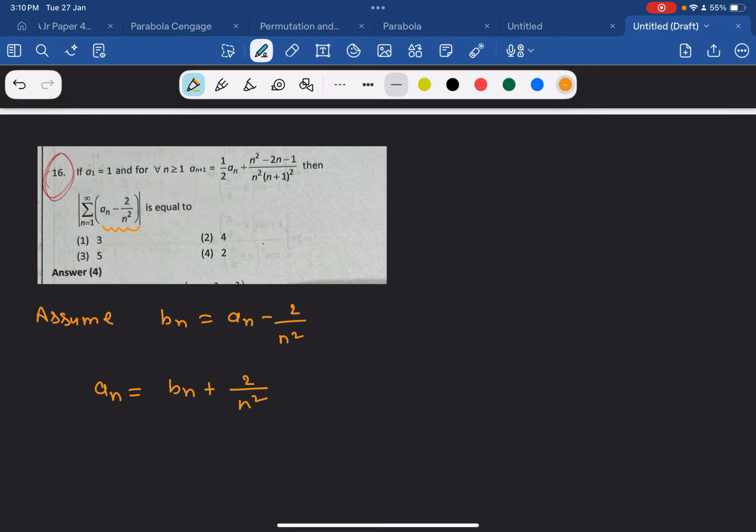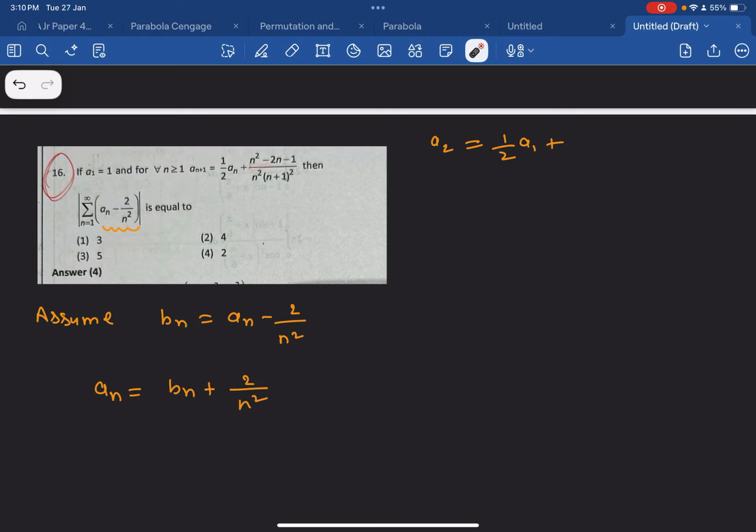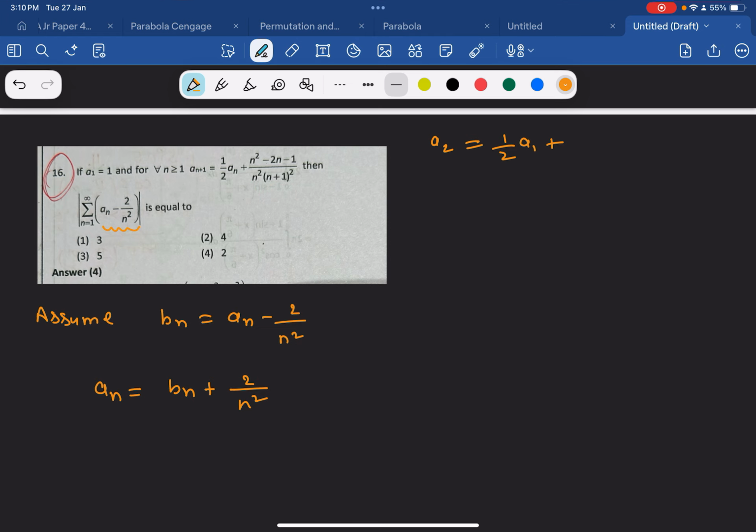Now see, actually I need a1, a2, a3, a few terms here. So let us calculate further. If I take n equals 1, this will become a2. a2 equals 1 by 2 a1 plus, if you substitute n equals 1, this will become 1 square, so 1 minus 1 will be cancelled out. So minus 2 here and 1 plus 1, 2 whole square, so 4. So minus 2 by 4 we are going to get now, right? And a1 they have already given as 1. So 1 by 2 minus 1 by 2, that is 0.